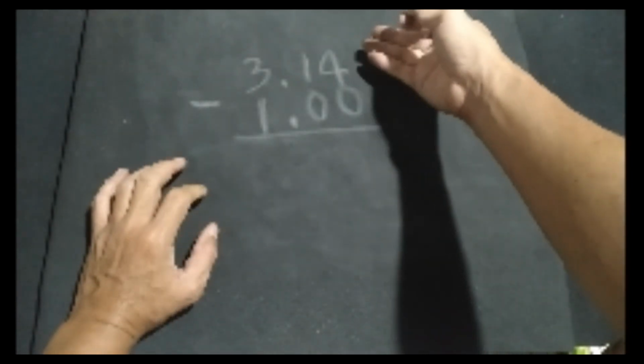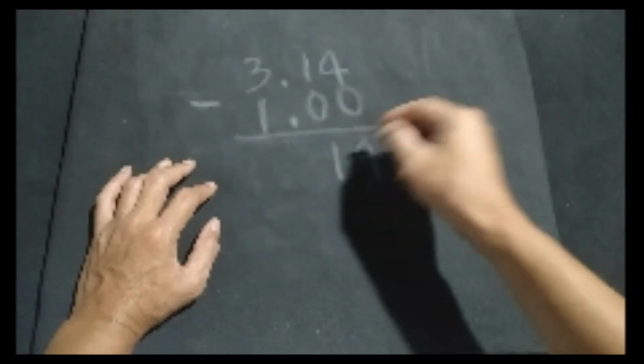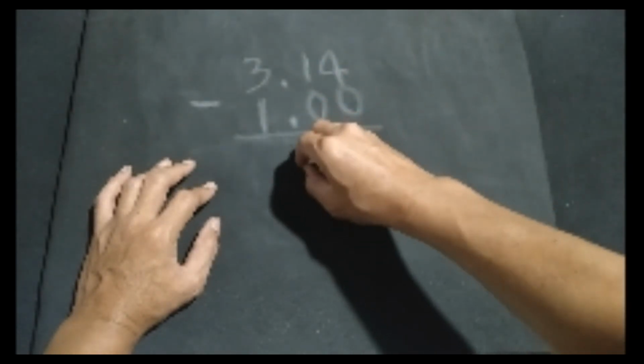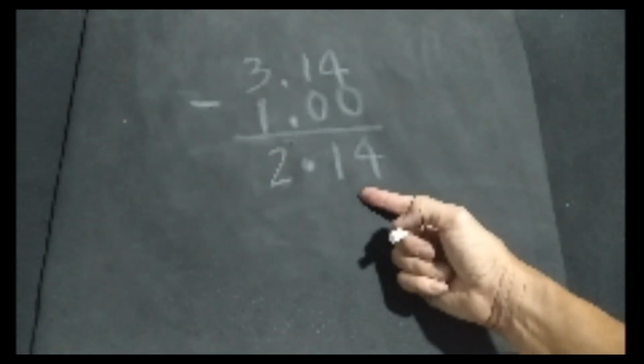We start subtracting. 4 minus 0 equals 4. 1 minus 0 equals 1. We bring down the point. 3 minus 1 equals 2. The answer is 2.14.